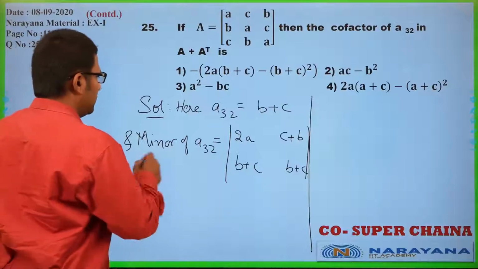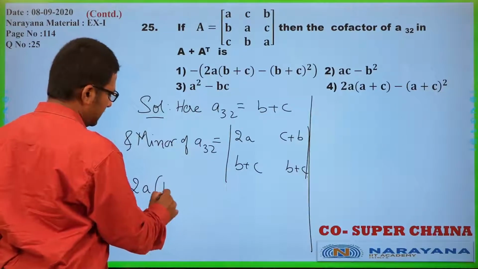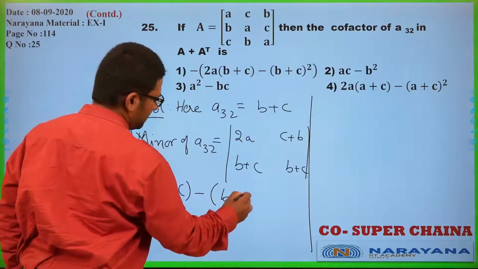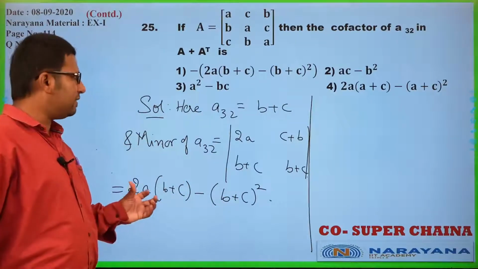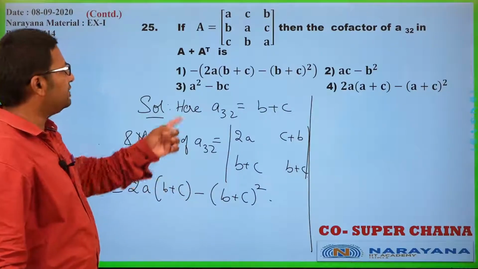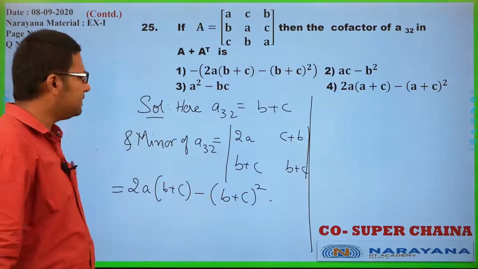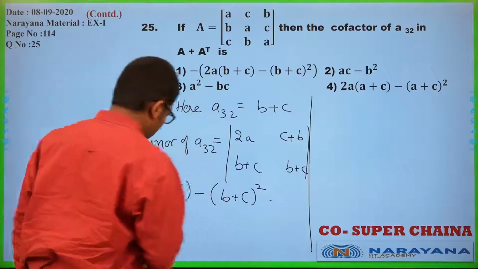Alright, so that would be 2A into B plus C minus, this is B plus C, so B plus C the whole square, right? But instead of expanding it, let us leave it at this point, because you see one of the options looks very similar. So instead of expanding it, let us leave it here. This is the minor, right?